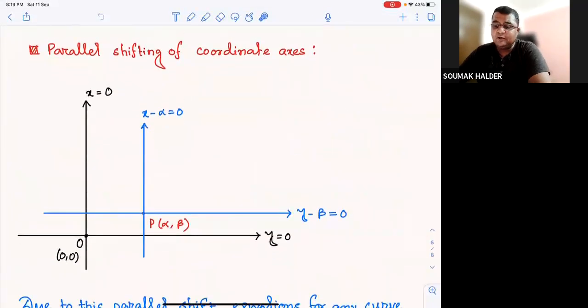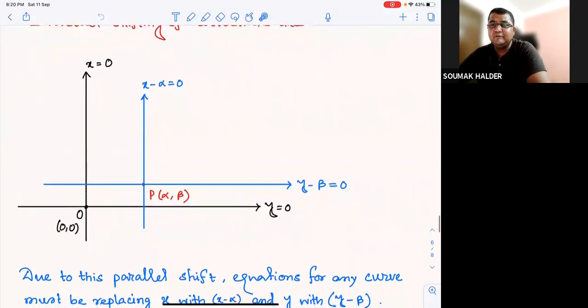If we think of parallel shifting of the coordinate axes through this form, it was supposed to be the origin, and at this moment we are considering this alpha comma beta as the new origin. So what will happen? Now through this point, the horizontal line passing is y minus beta is equals to 0, which was earlier y is equals to 0. The vertical reference line through alpha comma beta now appears as x minus alpha is equals to 0, which was earlier x is equals to 0.